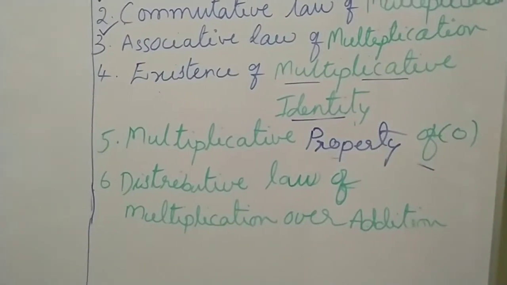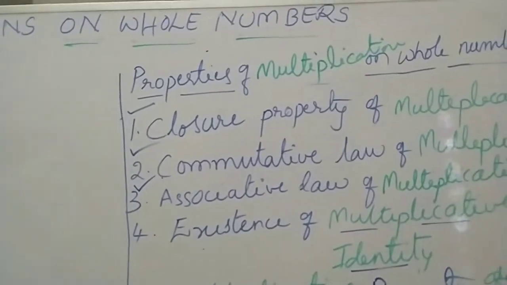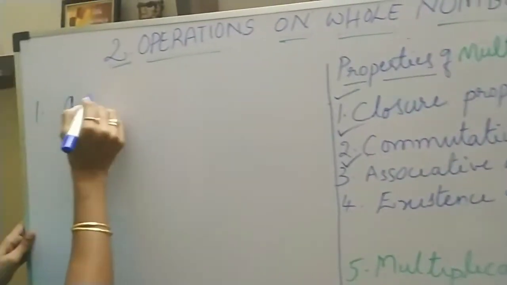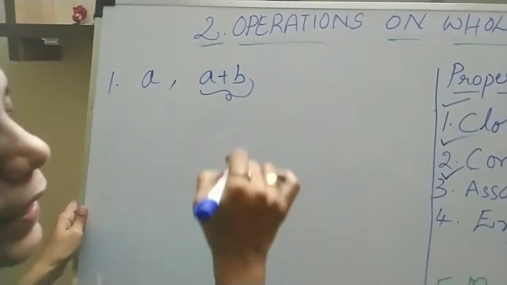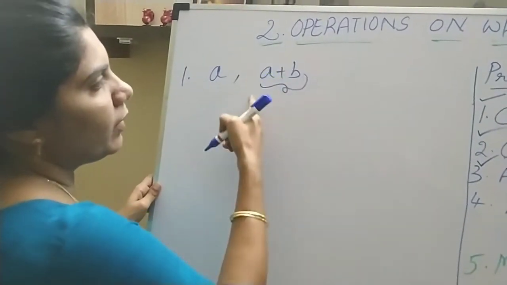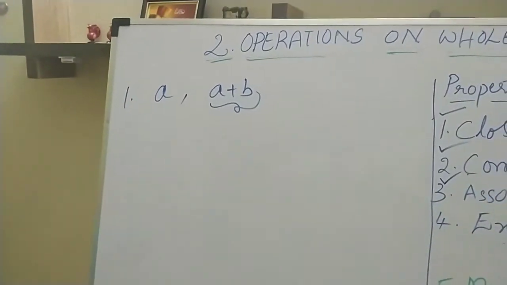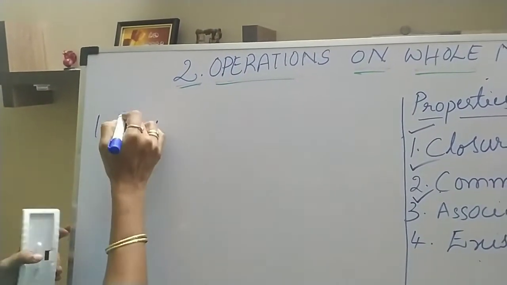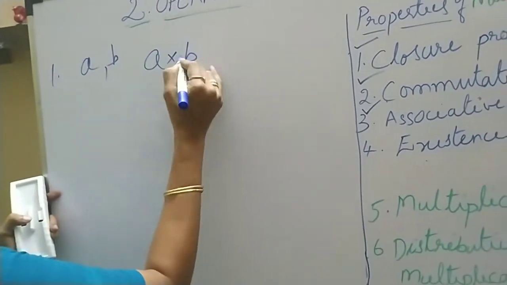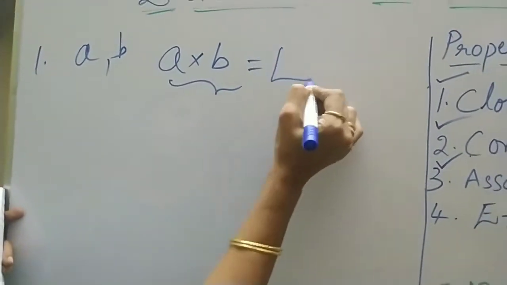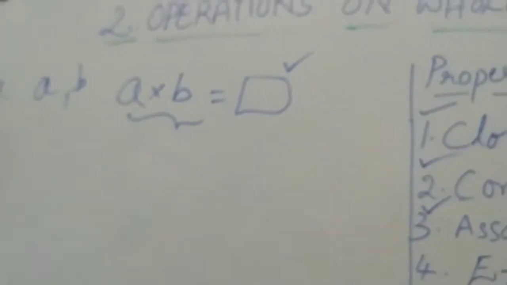Okay, let us see. First one, closure property of multiplication. What is closure property of addition? Yes, we take any whole numbers a and b, the sum of two whole numbers is again a whole number. That is closure property of addition, right? In the same way, in multiplication also, take any whole numbers a and b, the product of a and b, whatever result you get, that is again a whole number. That is closure property of multiplication.